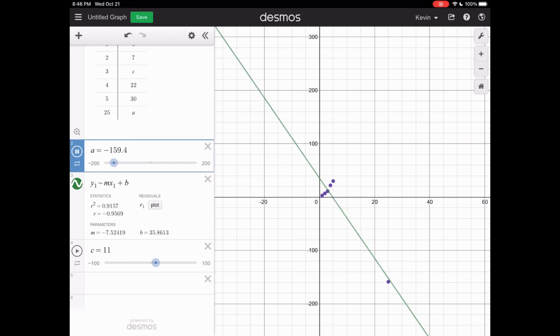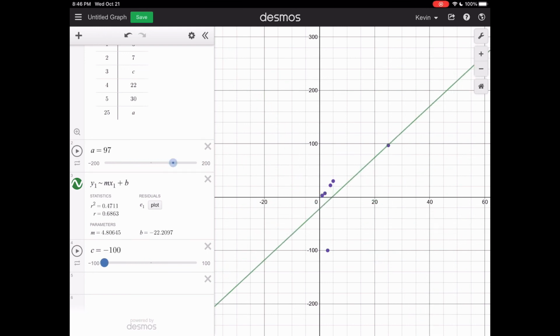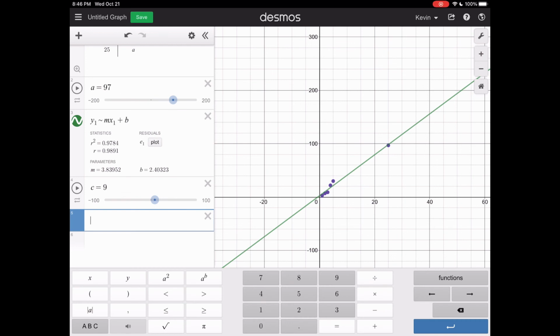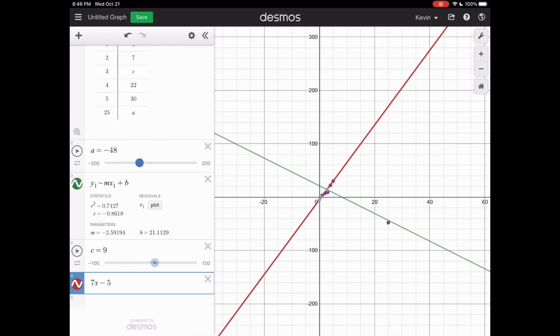So why does that happen is the biggest question. This point here can pull the line wherever I want, but this guy really doesn't move the needle all that much. Well, let me put this back to where we wanted it. It comes down to residuals. If you remember, our line was roughly 7x minus 5. This was roughly the regression equation prior to me moving this thing.